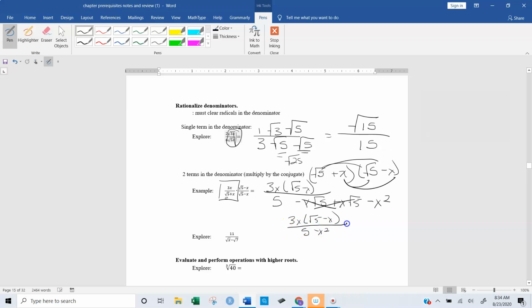My line did not draw. All right, this is not a difference of squares, so it cannot be factored, so you are finished. Try yours.